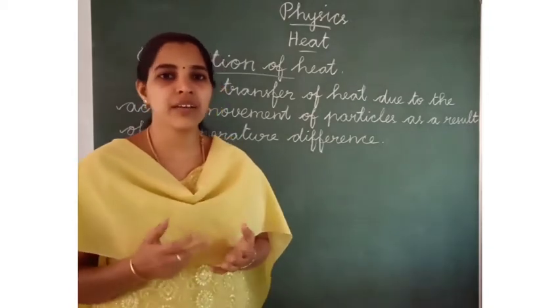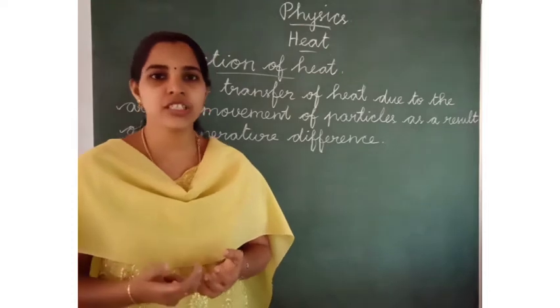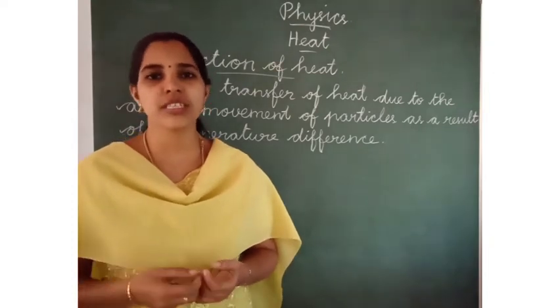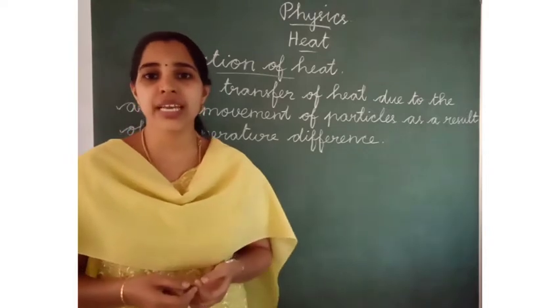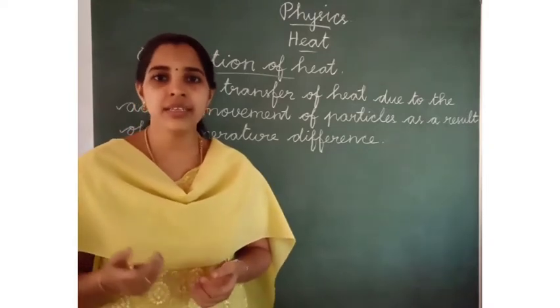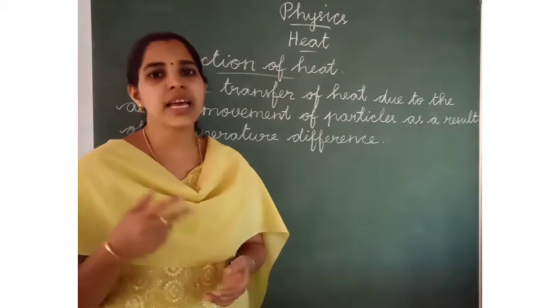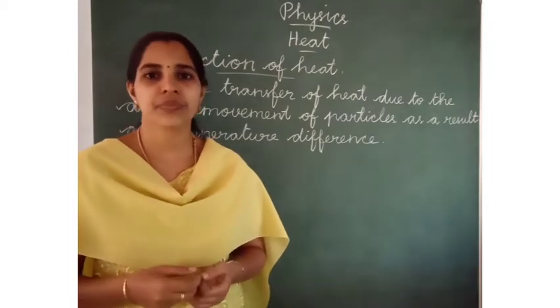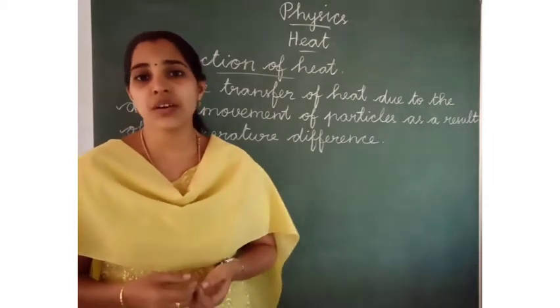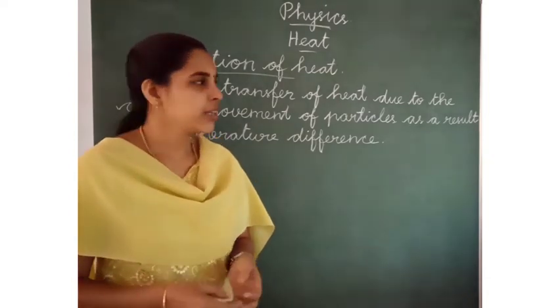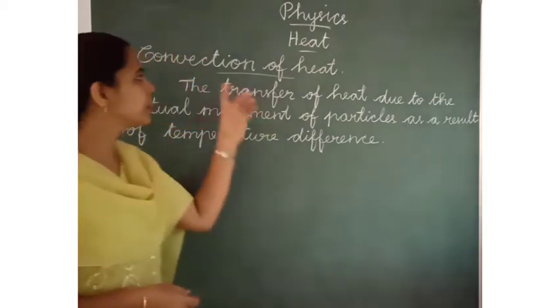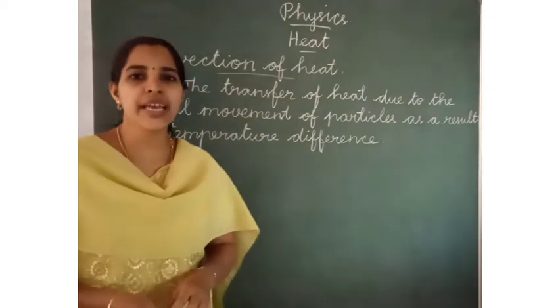And also, we have learned about temperature. Which device is used to measure temperature? Thermometer. What are the three types of scales? Kelvin, degree Fahrenheit and degree Celsius. What is the SI unit of temperature? Kelvin. Okay, today we are going to learn about convection of heat.